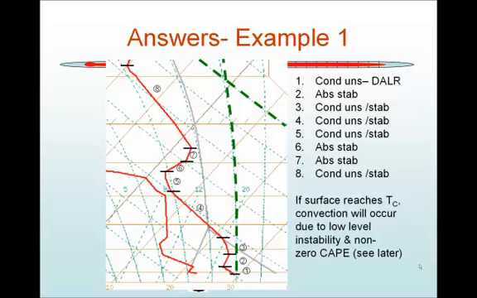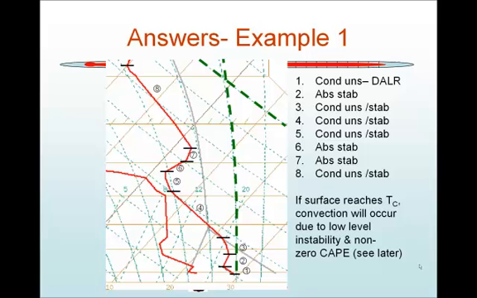The lowest layer is a dry adiabat, so it's conditional on whether or not the parcel is saturated, so it's conditionally unstable. The second layer is absolutely stable because it doesn't matter whether or not the parcel is saturated or unsaturated. And then layers 3 through 5, you can see by inspection, are all conditionally unstable. 6 and 7 are absolutely stable. They represent inversions, and then layer 8 is conditionally unstable.